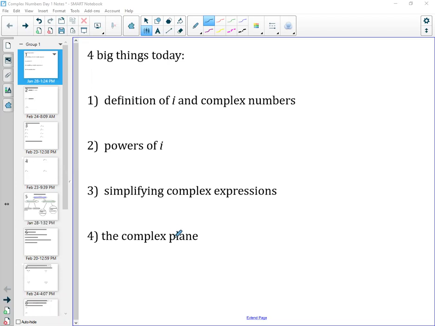So this first slide is just what we're going to be talking about. What is i? What are complex numbers? There's this weird little pattern with powers of i. We'll talk about simplifying expressions, and that for sure is going to be the next lesson. We'll probably get to most of the other stuff though. There's not too much going on.